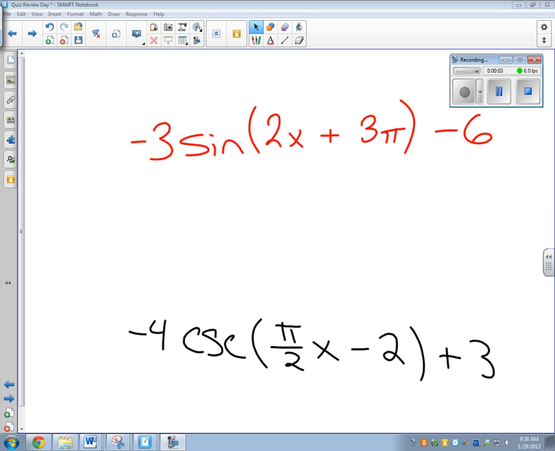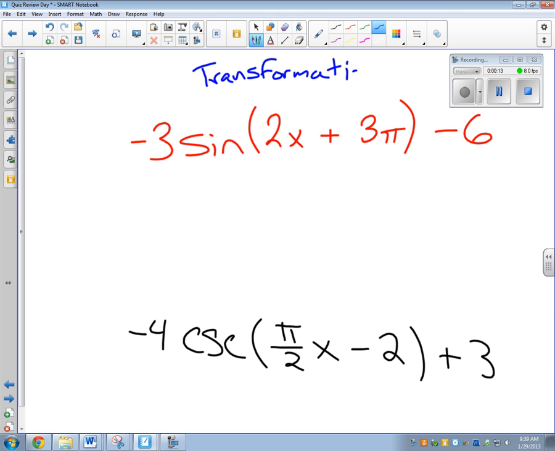Okay, one of the most important things we did this chapter is understand the different transformations of your graph. Okay, different things that move my graph. So we can stretch, we can move up and down, we can move left and right, we can change the period length, all those different things are happening. One of the parts of the quiz and the test is labeling those things. Okay, so I like to go through this graph and make sure we understand each part.